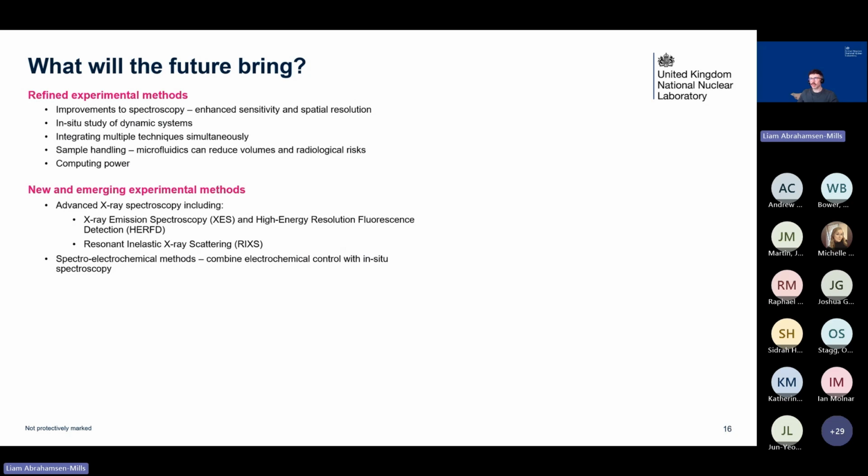So, starting to think about what the future will bring. There are constantly improvements to experimental methods, including spectroscopy, so enhanced sensitivity and spatial resolution. It's increasingly possible to study dynamic systems in situ and also combine techniques to study systems using multiple techniques. Improvements to sample handling mean that we can reduce the volumes and radiological risks associated with analysis. And computing power is always improving and helping manage the large amounts of data that can be generated using some of these methods.